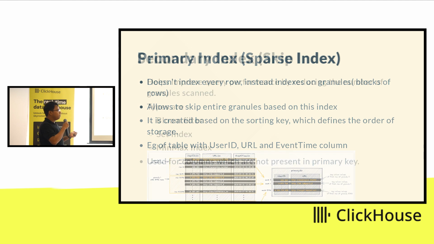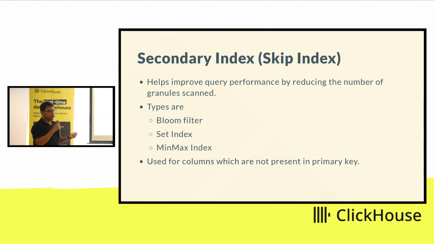Let's go to the next slide where we talk about the secondary index, that is the skip index. Once you have the primary index, let's say there are some more columns where you want to filter. For improving those queries, you will have to introduce other indexes, that is, skip indexes. What skip indexes allow you to do is tell whether certain data is present in a granule or not. If it's not present, the skip index will allow you to skip that granule entirely. This is what skip indexes help you with.